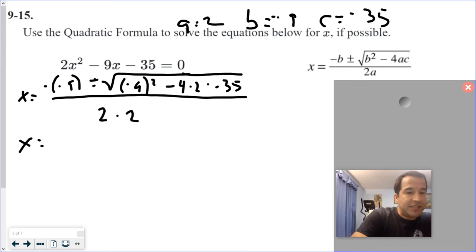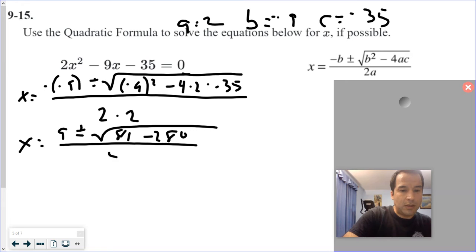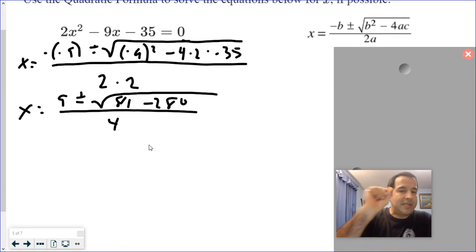x equals the opposite of negative 9, which would be positive 9, plus or minus the square root of negative 9 squared, which is 81. And if I remember right, 4 times 2 times negative 35 is negative 280, all over 4. Cool. Man, that's ugly handwriting. I did buy a stylus on Amazon, and hopefully it'll come in soon and help me write a little bit better here.